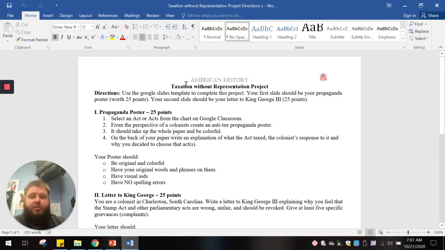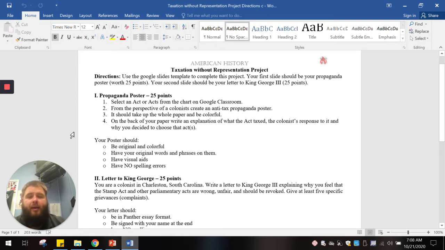So, directions. Use the Google slide template to complete this project. In Google Classroom, there's an assignment called Taxation Without Representation Project. Click on the title of the assignment. Underneath your work, there will be a slide document with your name on it. Use that to complete this project. Your first slide should be your propaganda poster. That is worth 25 points. And your second slide should be your letter to King George III.